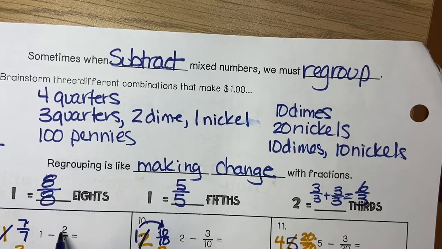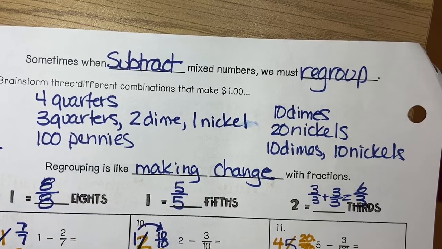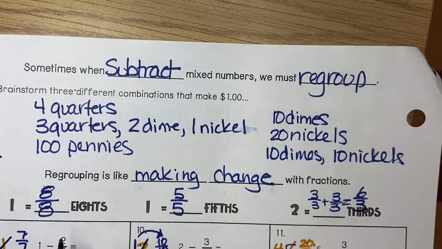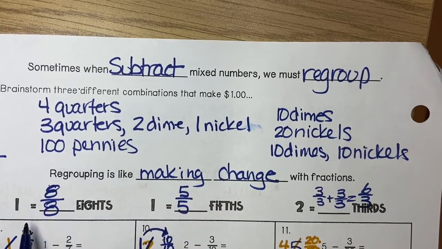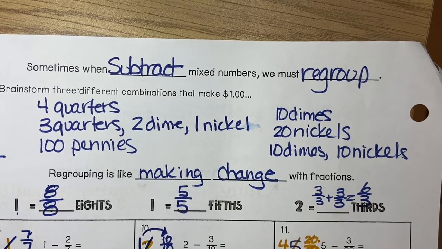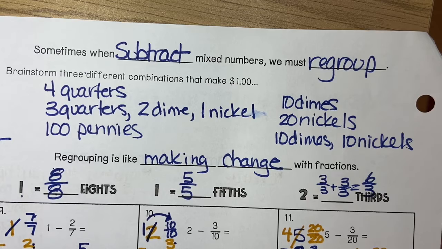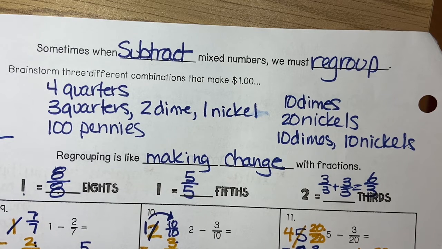So if I had something like 1 minus 2/7, okay? Let me go back a little bit. And we just talked about making change up here, but just remember that 1 is equal to 8 over 8, 1 is equal to 5 over 5, 2 over 2, 100 over 100. So any number over itself is equal to 1. If I need to regroup, that's a good way to start.